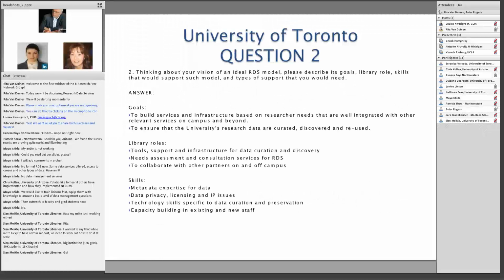The question on thinking about their vision of an ideal RDS model. Their goals would be to build services and infrastructure based on researcher needs that are well integrated with other relevant services on campus and beyond, and to ensure that the university's research data are curated, discovered, and reused.